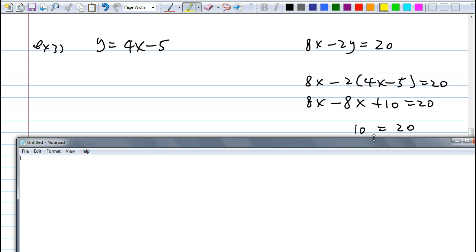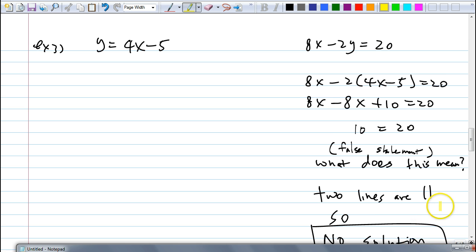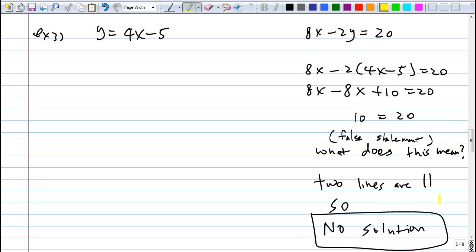There is no solution. In other words, look at these two equations. If you were to graph these two equations, since we got no solution, what does that mean? The two lines are parallel. That's exactly right. So when you get a false statement, this means that the two lines are parallel. That means there's no solution.